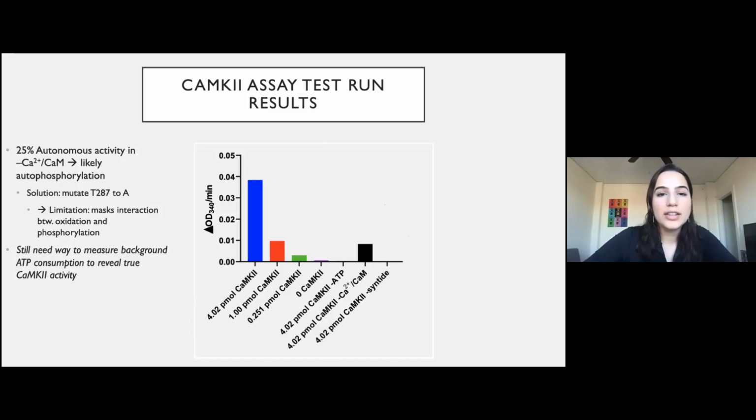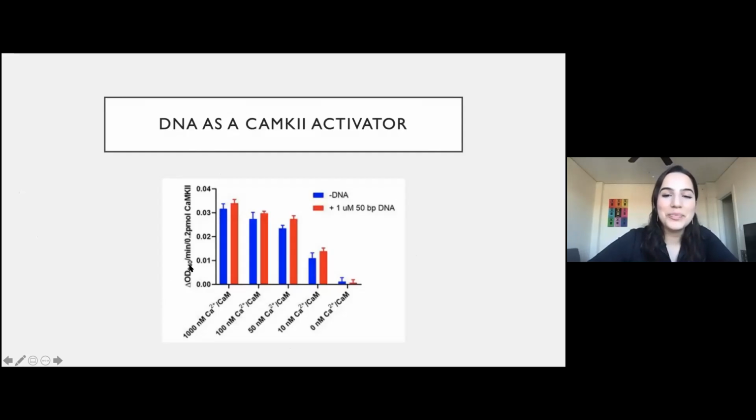And then finally, last slide, we measured DNA as a CaMKII activator, because one of the effects of reactive oxygen species in cells and oxidative mechanisms is that you find mitochondrial and nuclear DNA in the cytoplasm of cells, which, if that's happening, your cell is in trouble. So we see CaMKII could be one of the DNA sensors in cells which responds with these inflammatory pathways.